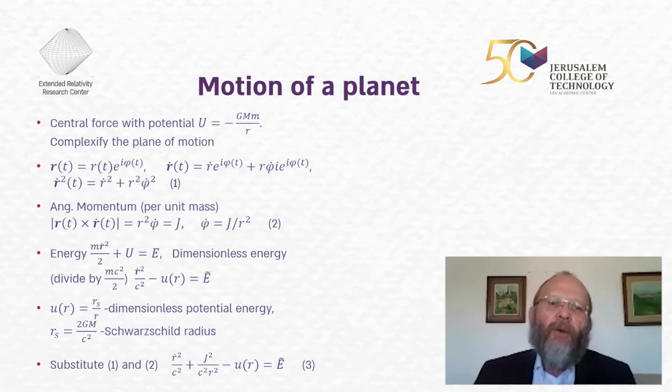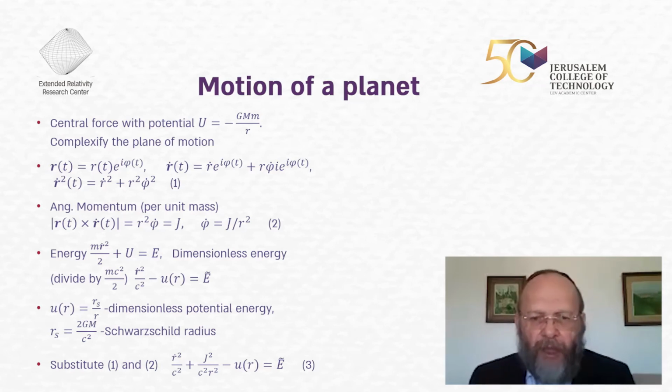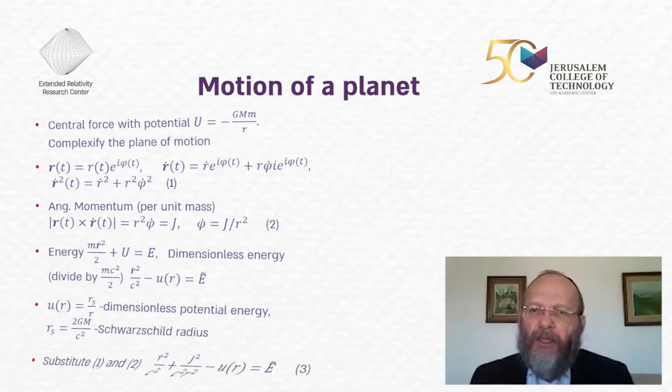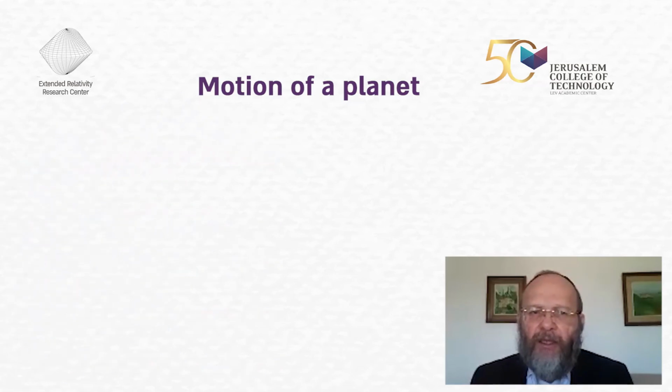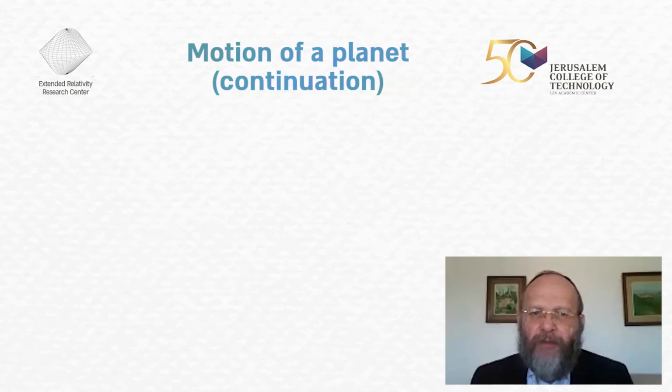Now we continue with how we solve it. It's still not so simple an equation. It's a differential equation, first order, but nonlinear. You have this term r squared in the denominator. U of r has r in the denominator. So you need to work a little bit to be able to solve. So that's the equation. You want to solve this equation.